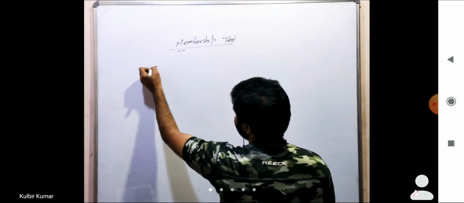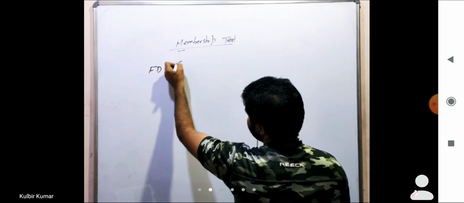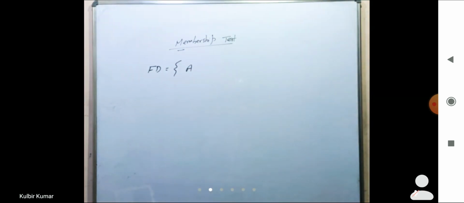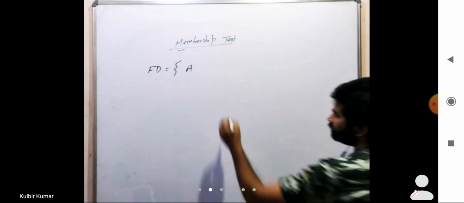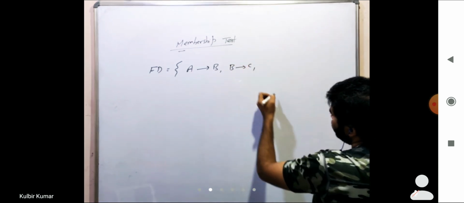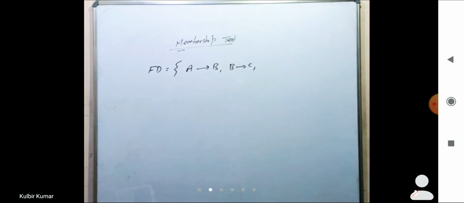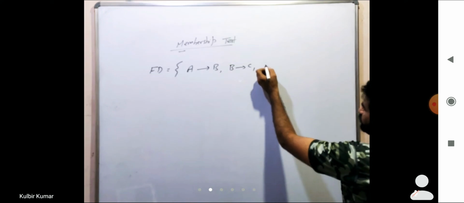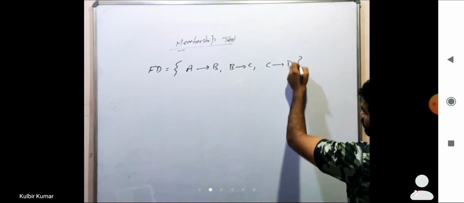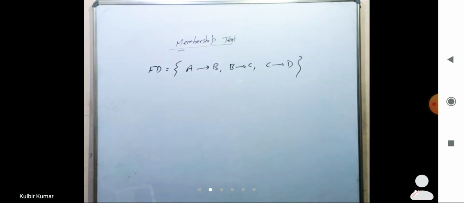So it is given that the FD set is A goes to B, B goes to C, and assume C goes to D. This is the functional dependency set given.